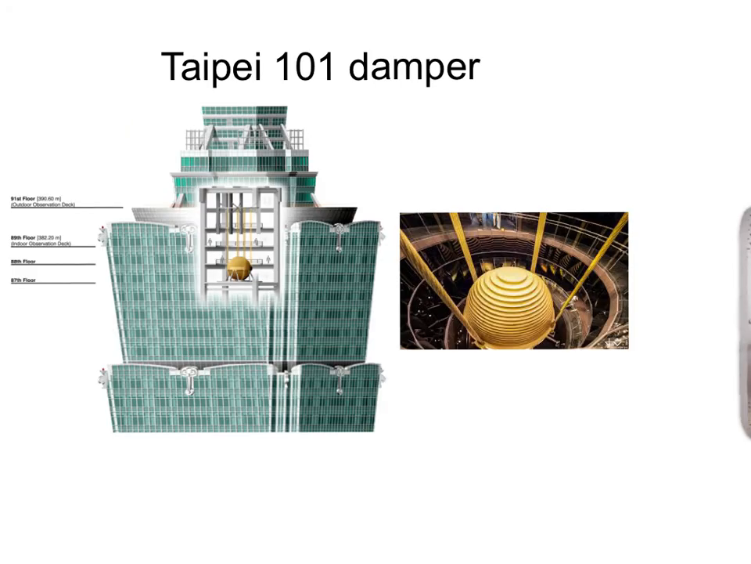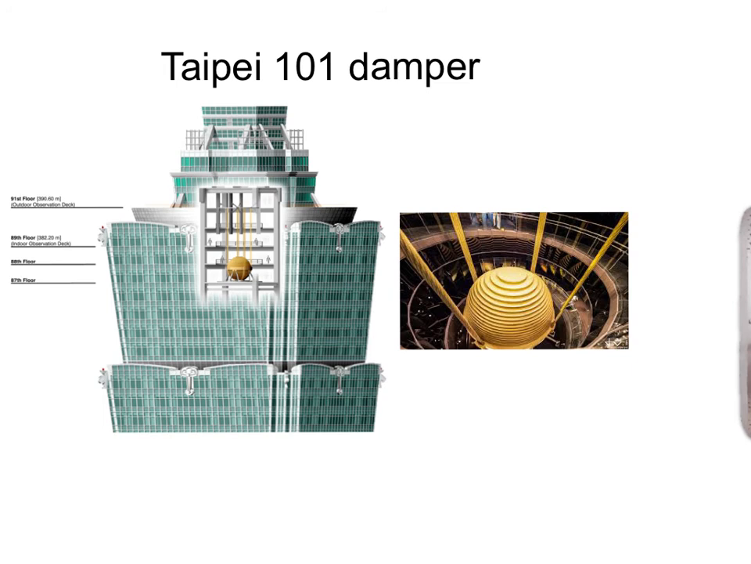Another example is the Taipei 101 building in Taiwan. That has a massive damper near the top of the building. It's a very tall building, and it has this very massive damper, which is there in case of an earthquake. The purpose of that is to avoid the destruction of the building. It's quite a tall building, so obviously it needs to be steady.